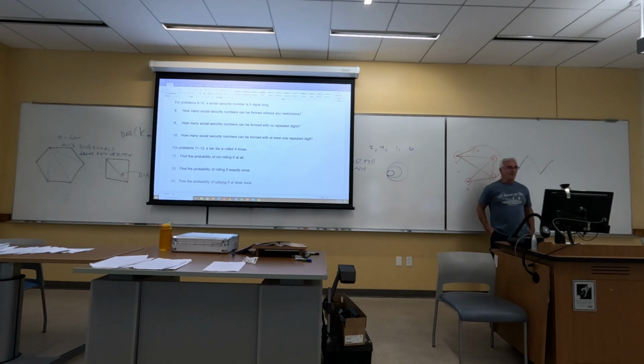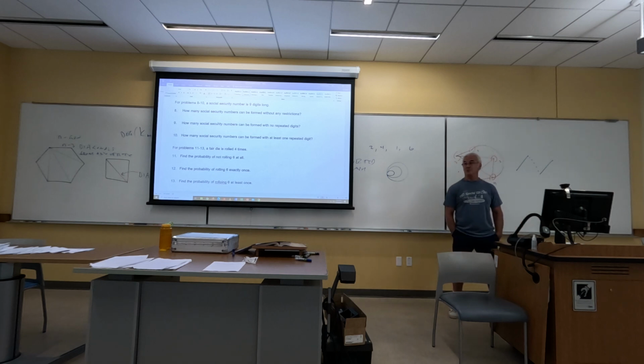Now, how many Social Security numbers can be formed with at least one repeated digit? Did you do a long-winded calculation here? Or were you lazy? What is the answer to 10 in words, not numbers? 8 minus 9. Because what's the question? What's 9? No repeated digits. 10, at least one pair of numbers is repeated.